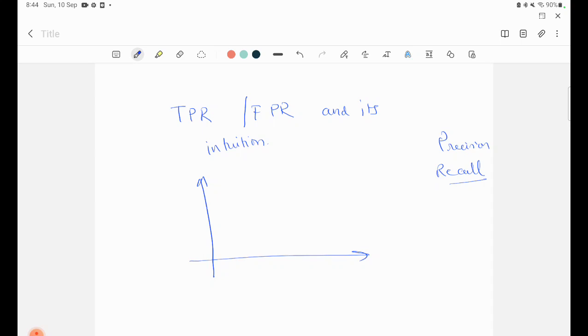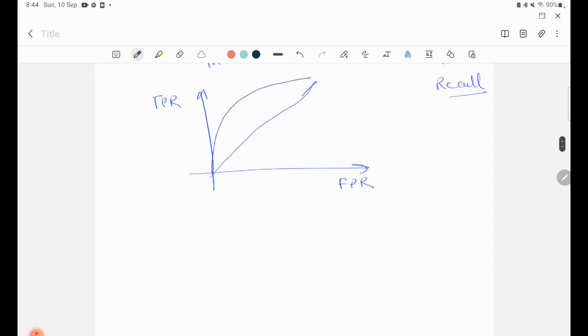The more you have seen this curve, the more it is on the upside, the better it is called. On the x-axis we have true positive rate, on the y-axis we have false positive rate. So what is actually true positive rate? Funnily, it is also recall, and intuitively you can say it is true positive upon true positive plus false negative.